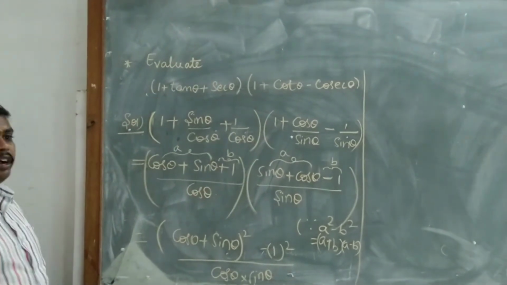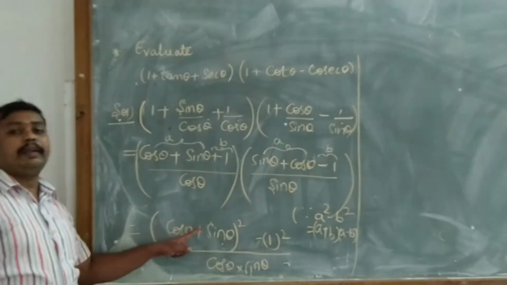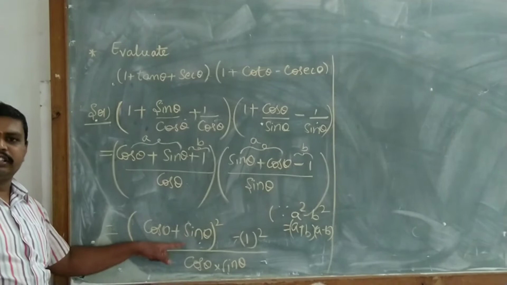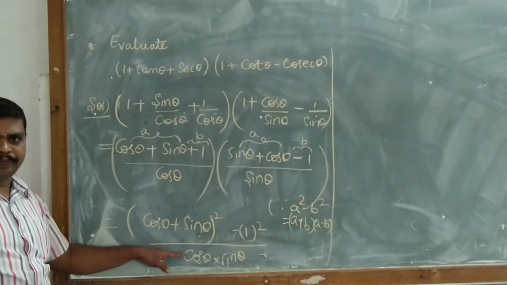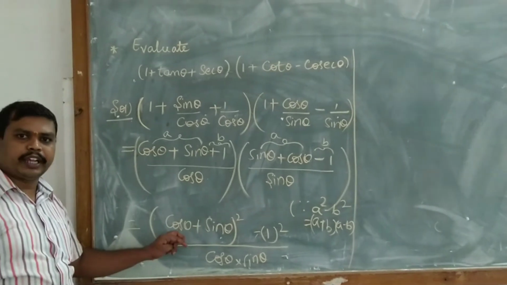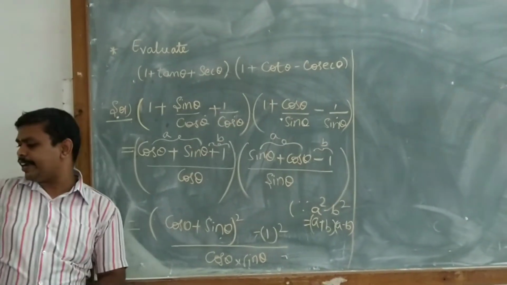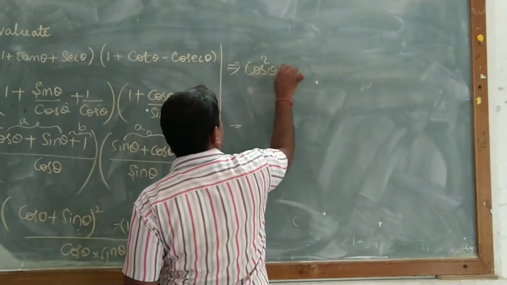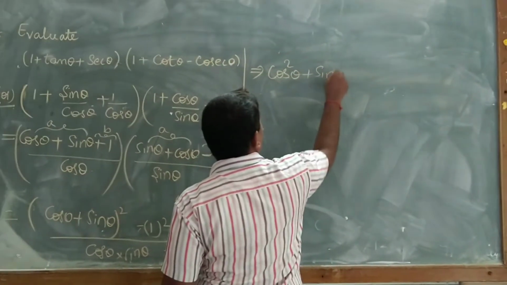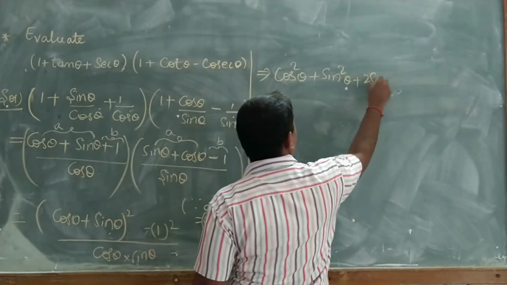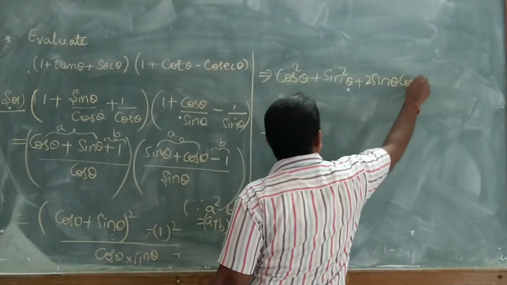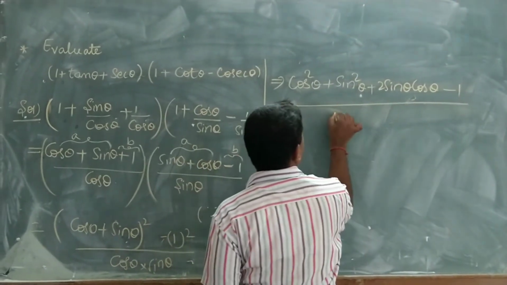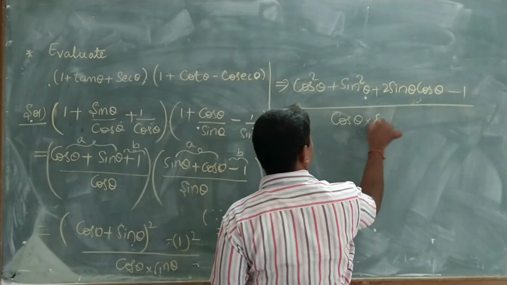Now again, when you observe, this is in the form of (A + B) whole square. You know what (A + B)² is? A² + B² + 2AB. Let us expand this (cos θ + sin θ)² in terms of (A + B)². When we expand this, what are you going to get? cos² θ + sin² θ + 2 sin θ cos θ − 1 by cos θ into sin θ.